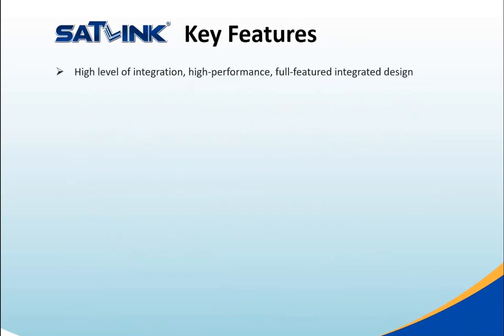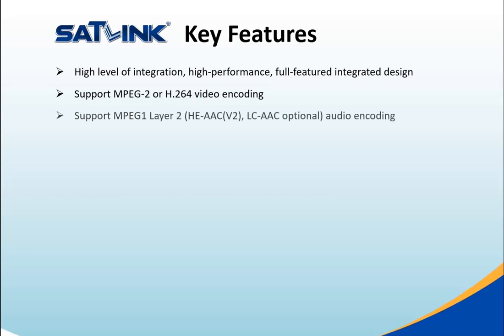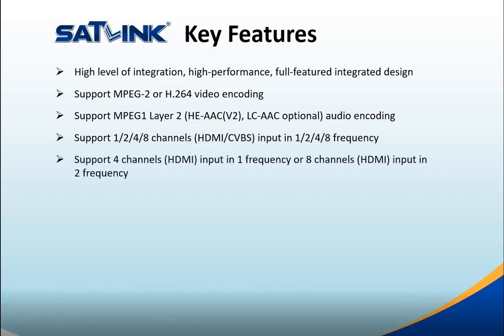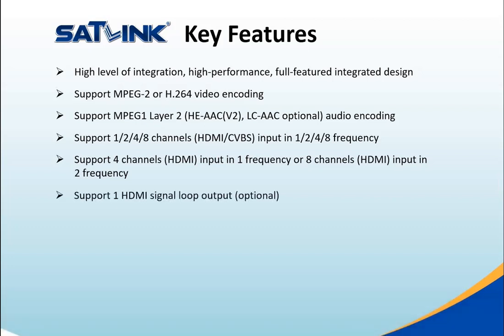SatLink key features: high level of integration, high performance, full-featured integrated design, support MPEG-2 or H.264 video encoding, support MPEG-1 Layer 2, HE-AAC version 2, LC-AAC optional audio encoding, support 1, 2, 4, 8 channels HDMI, CVBS input in 1, 2, 4, 8 frequency, support 4 channels HDMI input in 1 frequency or 8 channels HDMI input in 2 frequency, support 1 HDMI signal loop output, optional, support 1 ANT input and 1 RF output.